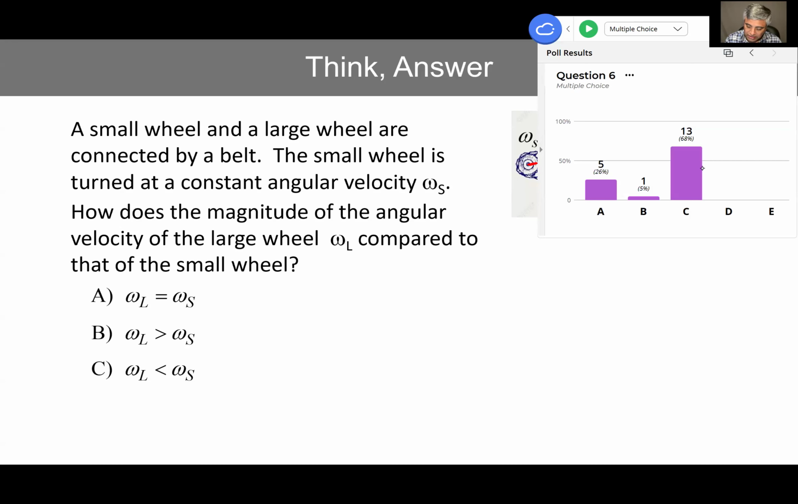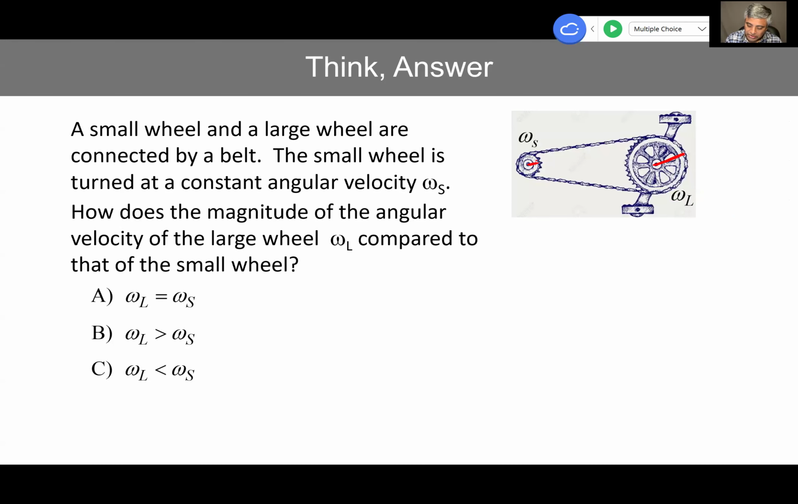So mostly C, and that seems to be correct. The smaller one spins faster. So how do I know that? How do you know that? What we know is when the bicycle is moving, the speed of this one and the speed of that one are the same. What is speed? Linear speed. Remember? Everything in the bike, including you the rider, has the same speed. v is the same. So now v is r times omega, which means omega is v over r.